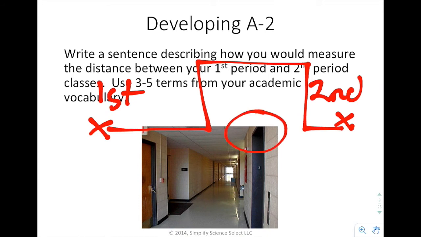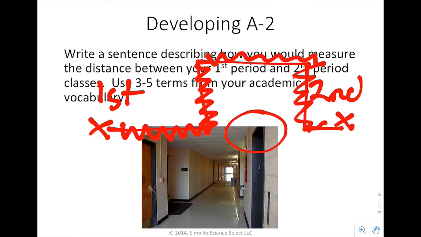So if I was trying to find the total length traveled, which is what we have for distance, I would have to lay down a metric ruler and measure the length between these points, the length between these points, the length between these points, the length here, and the length here, and you would have to add them all together. So that's how you find the distance, by finding the total length that you walk to go from your first period to your second period class.